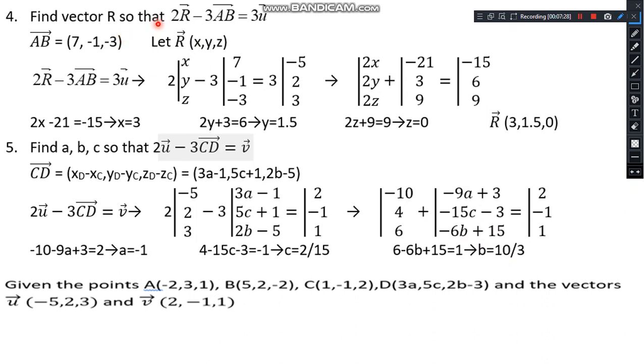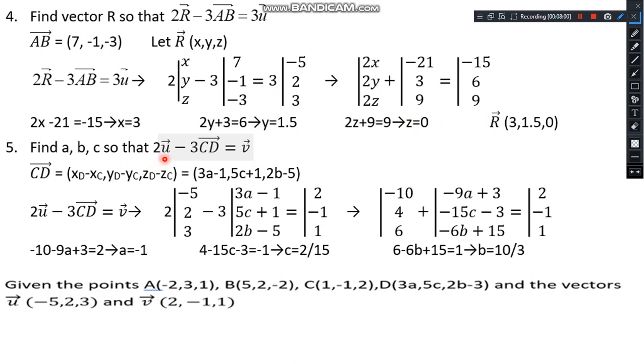Here find vector r. So let r be (x, y, z). So 2 vector r minus 3AB, these are the components of AB, equals 3 vector u. So I write 2 times (x, y, z) minus 3 times these components, and this is the components of vector u. So 2x minus 21 equals minus 15, you're going to get x. 2y plus 3 equals 6, you get y. 2z plus 9 equals 9, here you get z.